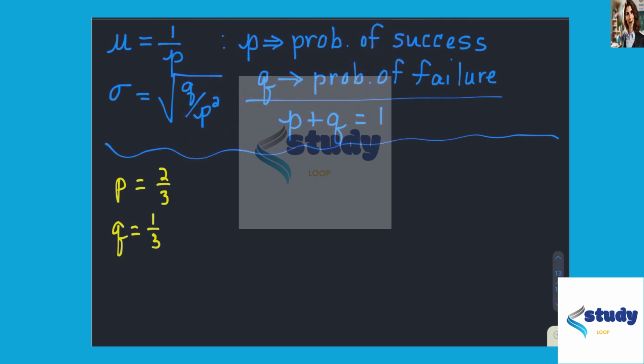So to calculate the mean, mu equals 1 over p, which would be 1 over 2/3. And that's the same as saying 1 divided by 2/3. And when you divide fractions, you multiply by the reciprocal. So we get a value of 1.5 children for the mean of this geometric distribution.